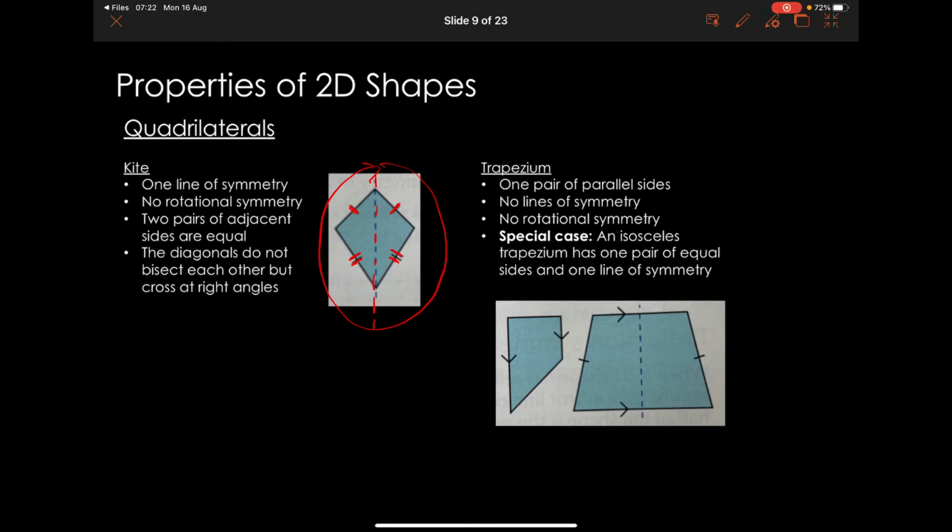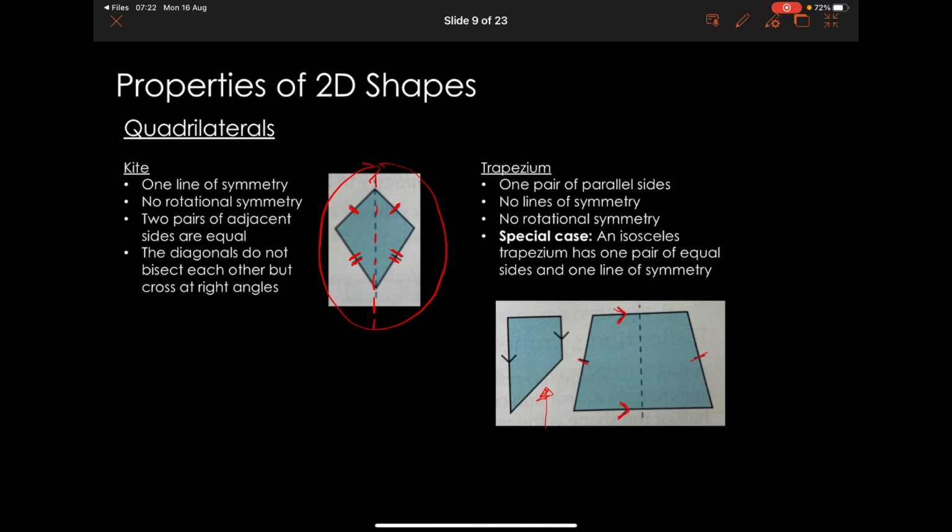Okay, so finally then, a trapezium. Trapeziums have one pair of parallel sides. Okay, so usually the top and bottom are parallel. Okay, this one's kind of been flipped on its side. And then these two sides will be of equal length, but they're not parallel.